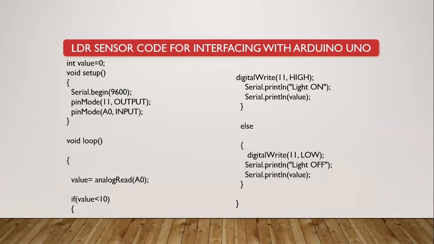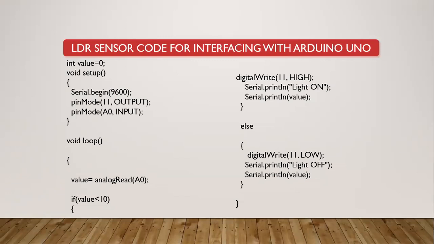And this is the simple code we are using. We are initializing our values, starting at 0. And I need to read my values in the serial monitor, so in void setup we use Serial.begin(9600). As we are using an LED here, it will be connected to the 11th pin and it is an output. So pinMode 11, OUTPUT. And the LDR sensor is connected to A0 as an input. So pinMode A0, INPUT.